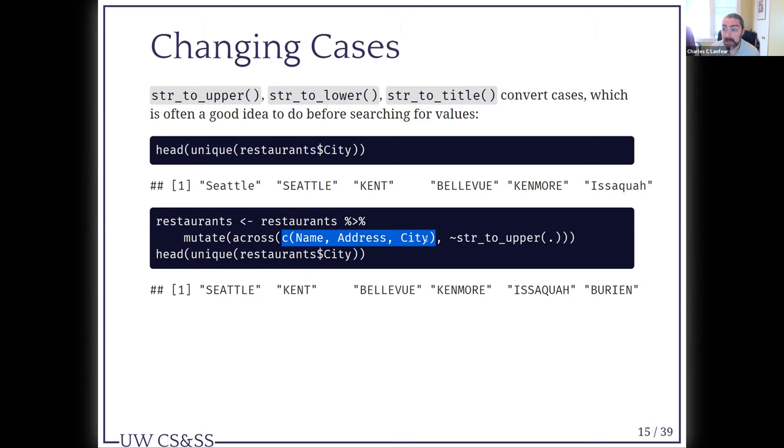I could theoretically have said across where is dot character, and that would go through every character data column in the data set and do this. That's the kind of thing I like to do as a scorched earth attack on a large administrative data set, scrub it all. But in this case, I know I only want to mess with name, address, and city, and I don't care about the other junk. Now if I get head unique restaurant city, same thing I did here. Now it's just Seattle, Kent, Bellevue, Kenmore, Issaquah, Burien. There's no more lowercase junk clogging up my data frame. Maybe there's typos and that becomes a much harder game.